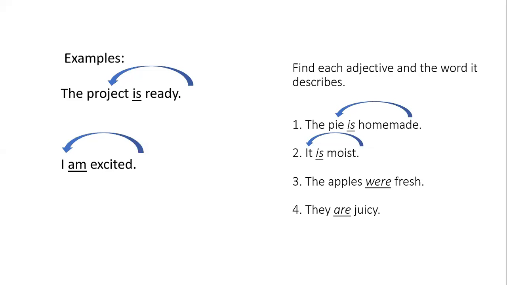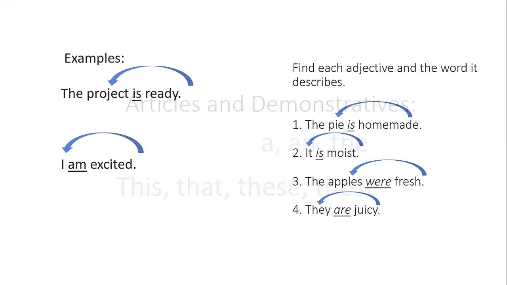The apples were fresh. We identified fresh as the adjective and it's talking about how the apples were. The apples were fresh. So this is the predicate adjective. Remember that example, that exercise that we worked with? Number four, they're juicy. Juicy is describing the subject, they. Pretty awesome. All right. So now let's talk about articles and demonstratives, okay?